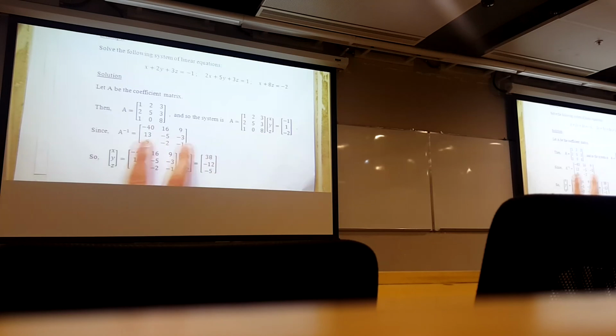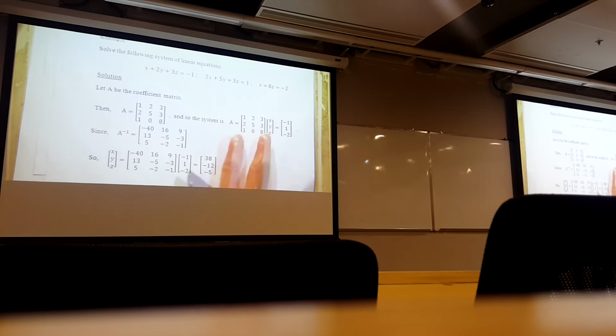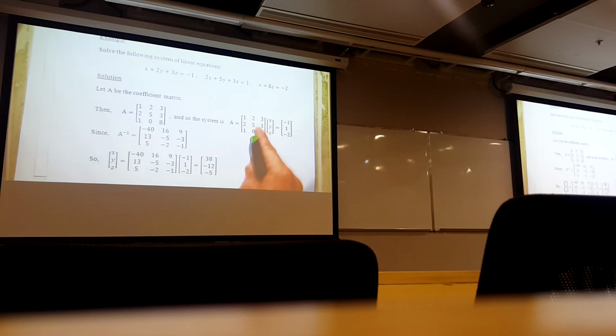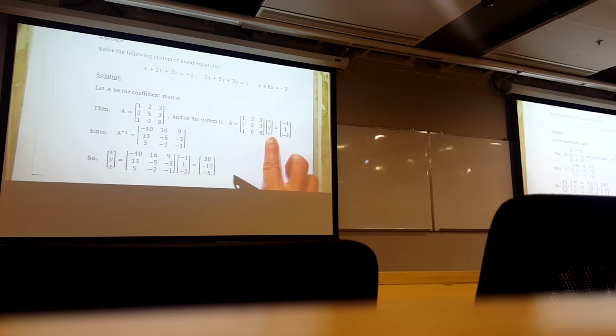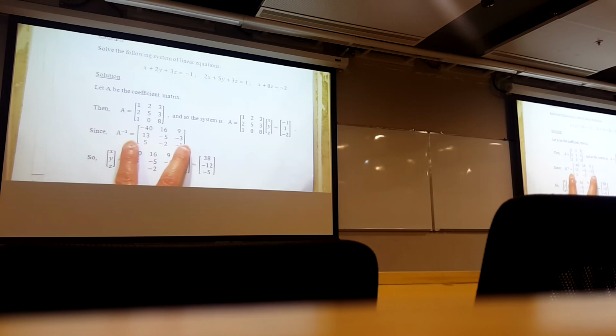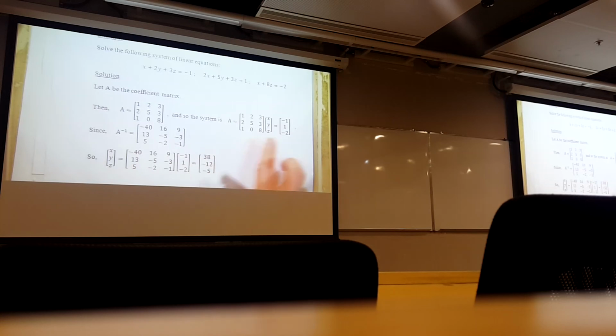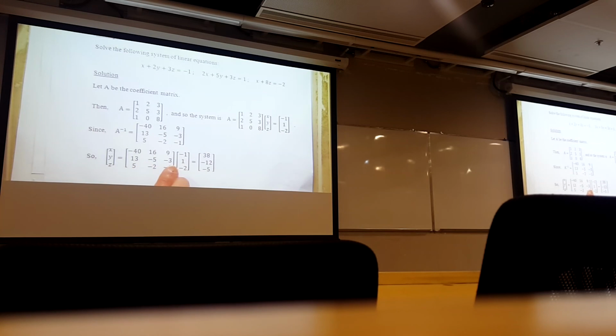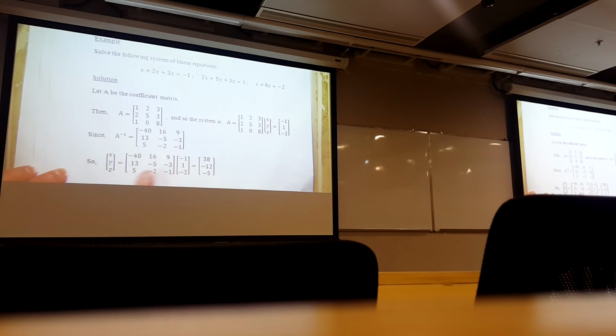The left hand side becomes the inverse times itself, which means identity. Identity means you do not have to multiply anything, leaving behind just x, y, z. On the right hand side, we multiply this inverse to this column, which is again mechanical work.